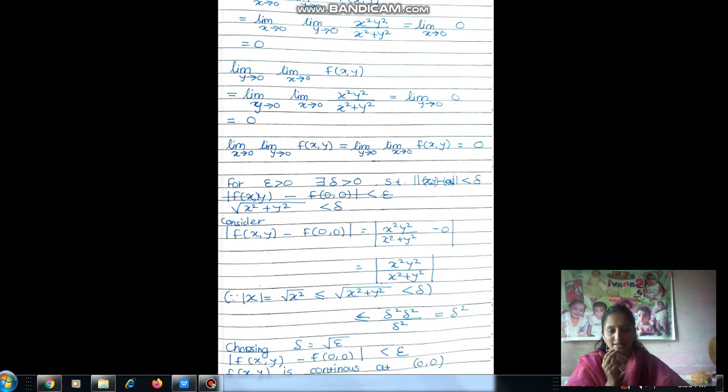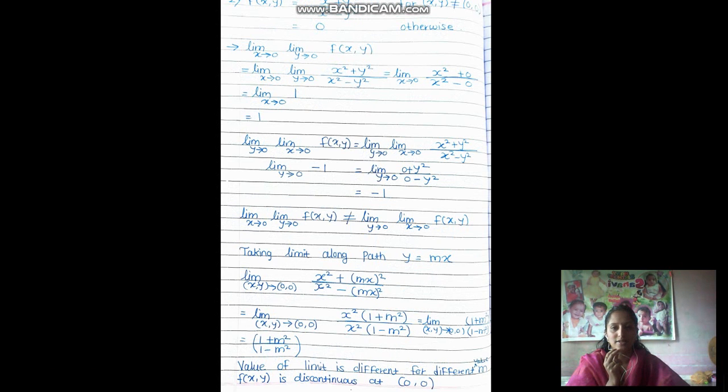Okay, understand? Now the next example: consider f(x, y) equal to x square plus y square upon x square minus y square for (x, y) not equal to (0, 0), and 0 otherwise. That is, whenever (x, y) is equal to (0, 0), the function f(x, y) has value 0. So first we calculate the iterated limit. Iterated limit means first limit x tends to 0, limit y tends to 0, f(x, y), and limit y tends to 0, limit x tends to 0, f(x, y).